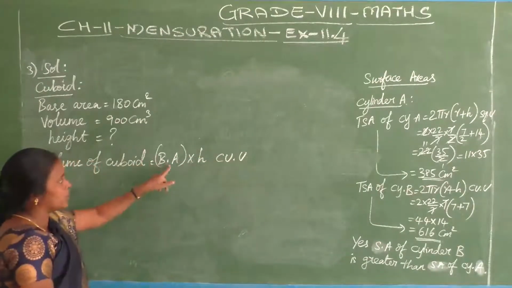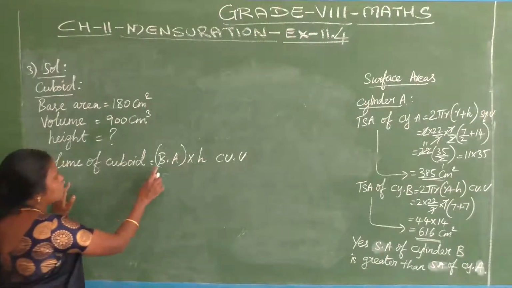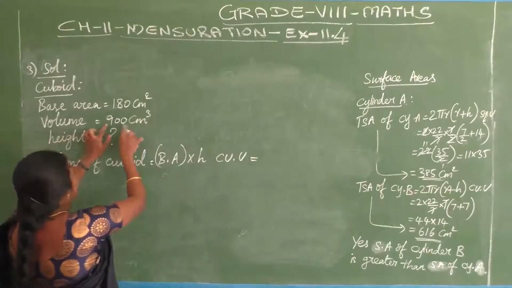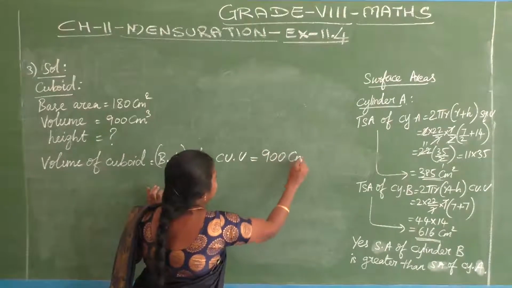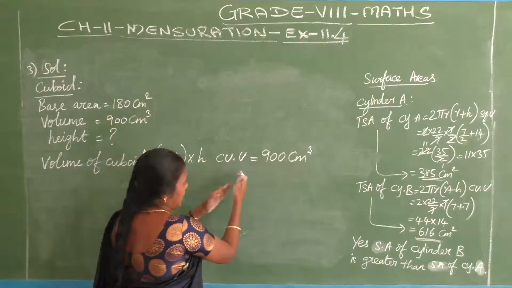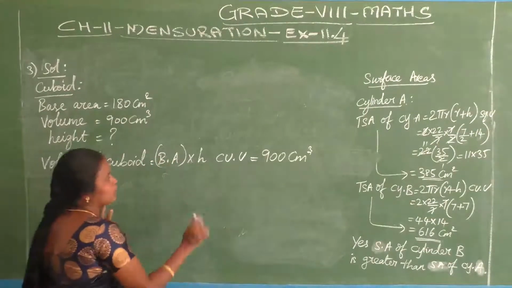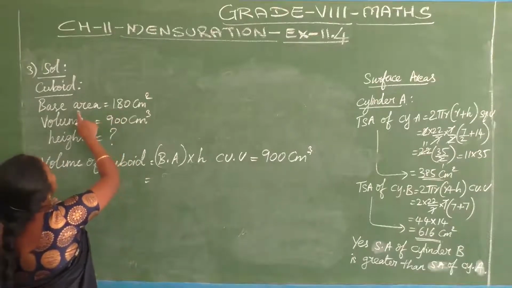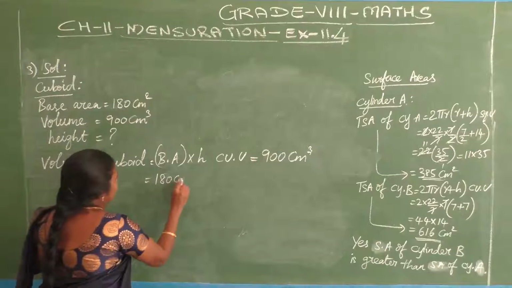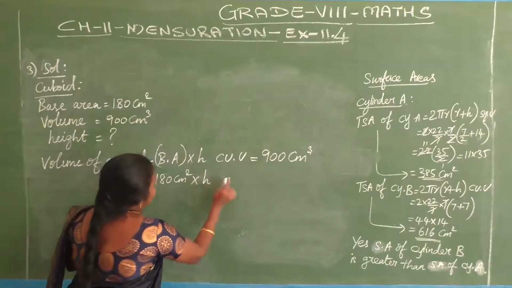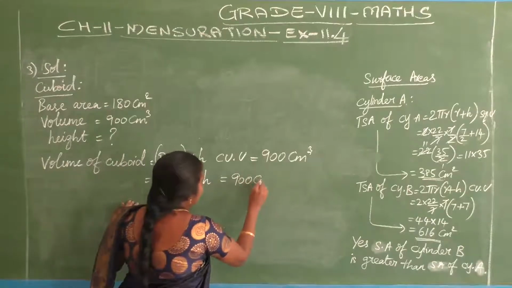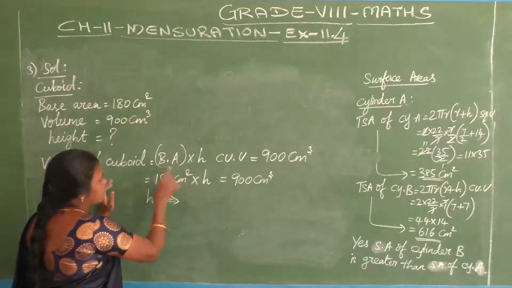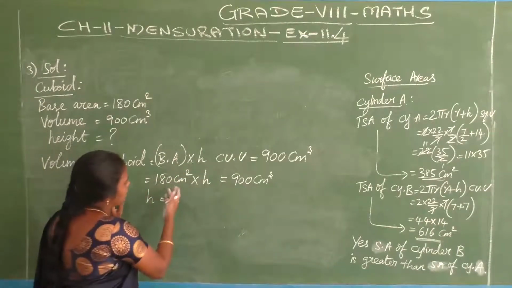Understood, children, how I wrote this step here? Volume of the cuboid equals base area into height cubic units. That measurement, what is given here? 900 centimeter cube. So the given formula with the given value, both should be equalized here. Clear? Just apply the given value in the step. Base area 180 centimeter square into height is equal to 900 centimeter cube. So to find height, what to do? Height we want means this has to be taken to the opposite direction. But in which way does it go?